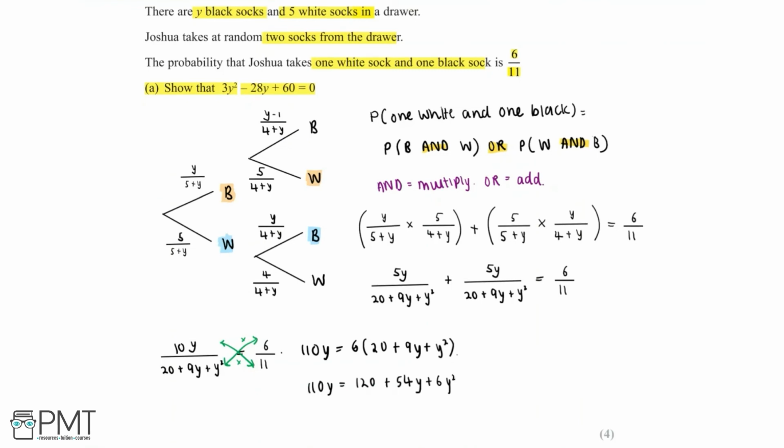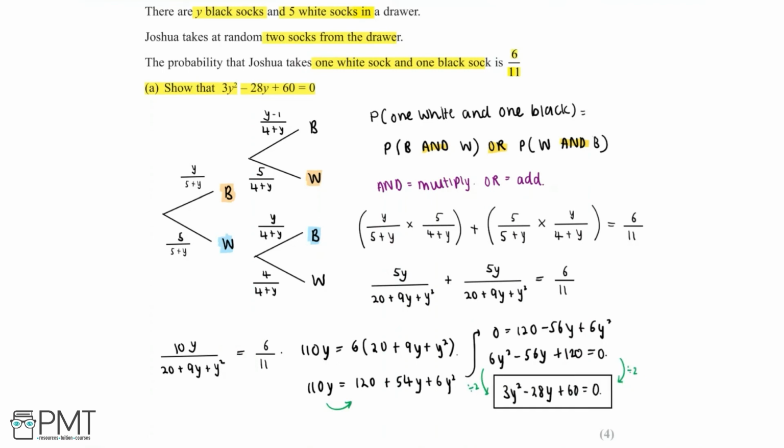Now let's move the 110y over to the other side. So we can say that 0 equals 120 minus 56y plus 6y squared, which is the same thing as saying 6y squared minus 56y plus 120 is equal to 0. Now we need to show that 3y squared minus 28y plus 60 is equal to 0. So let's divide both sides by 2. And so we end up with 3y squared minus 28y plus 60 is equal to 0. And so we've now answered part A and successfully shown that 3y squared minus 28y plus 60 is equal to 0.